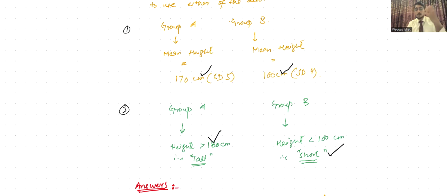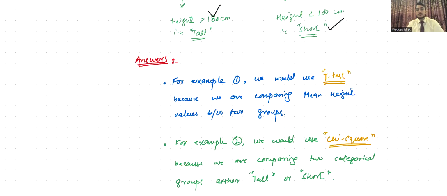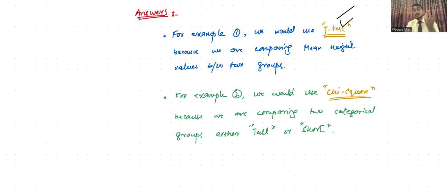So this is not a numerical value, even though we have digits here. The overall comparison that's going on is between tall and short individuals. It's not a comparison between different values. So in example 1, we have numerical values, so we will use t-test. While in example 2, we're comparing two categorical groups, either tall or short, so we will use chi-square analysis. I hope this example helps clear it up.